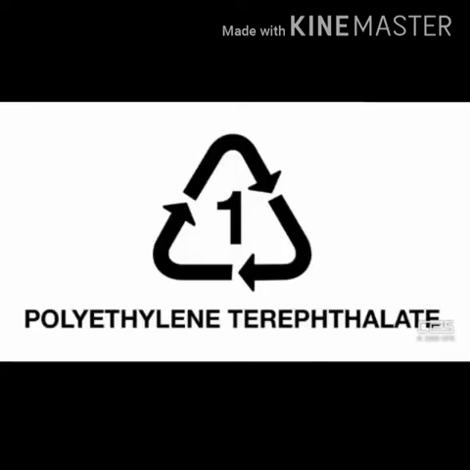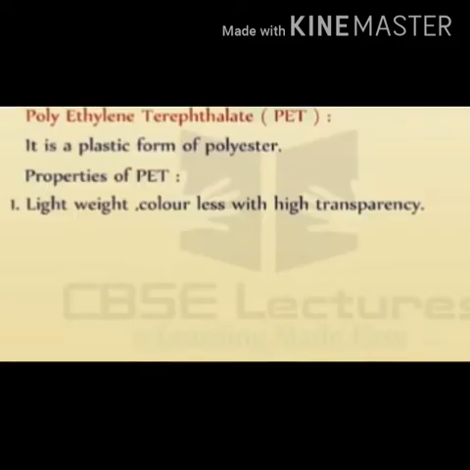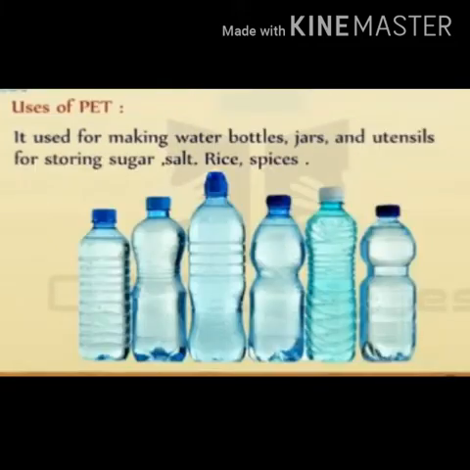We are going to see polyethylene terephthalate, that is PET. It is a plastic form of polyester. It is lightweight, colorless, with high transparency. Because of this property, it is used for making water bottles, jars and utensils for storing groceries.